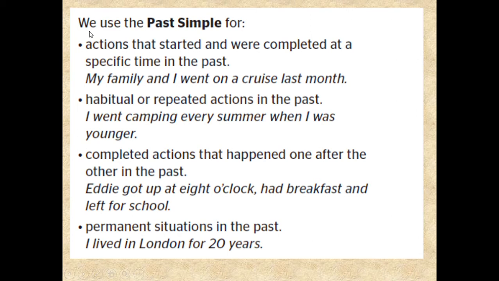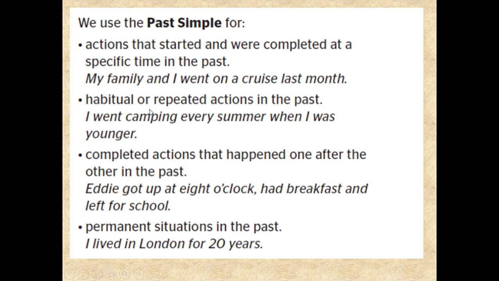First of all, let's identify the cases which we can use the past simple for. Actions that started and were completed at a specific time in the past. Here we should mention the time. My family and I went on a cruise last month.